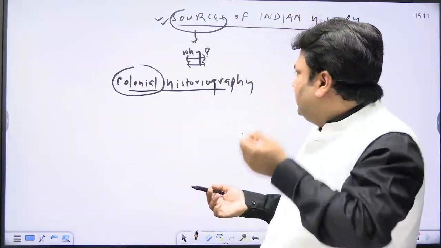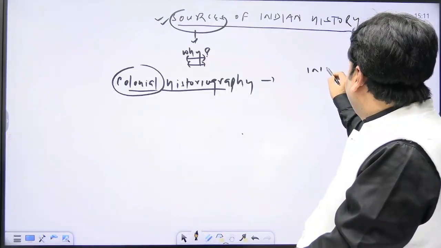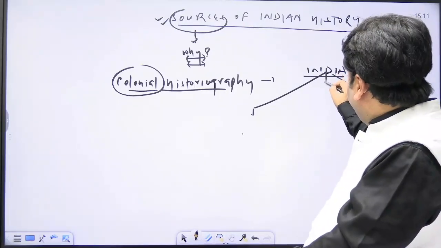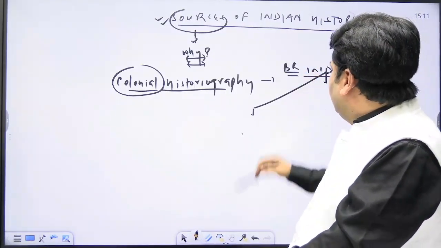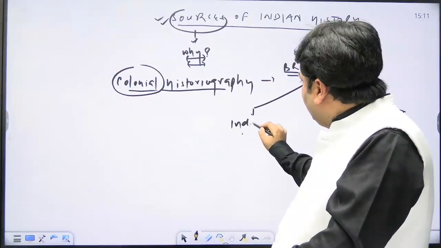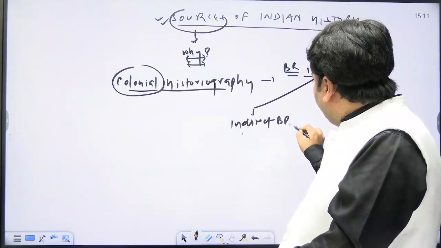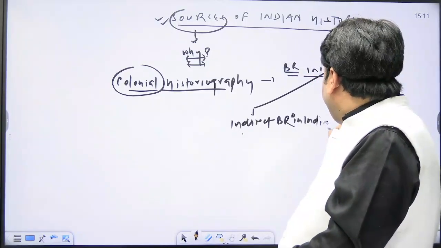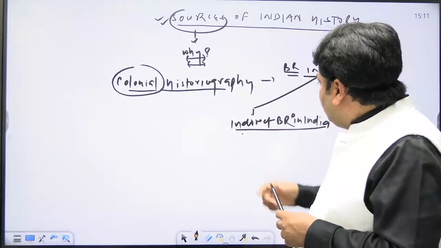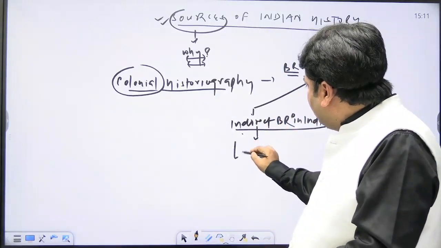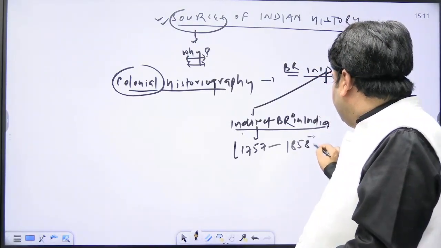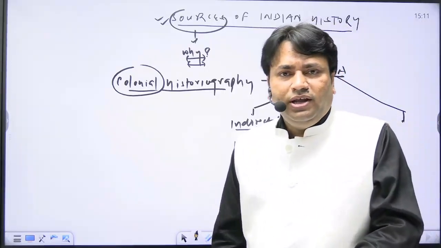We all know that India was under British rule. And this British rule in India had two phases. One is the phase of indirect British rule in India. These are very basic pieces of information that you all know. You have already studied GS. So the phase of indirect British rule in India is from 1757 to 1858.